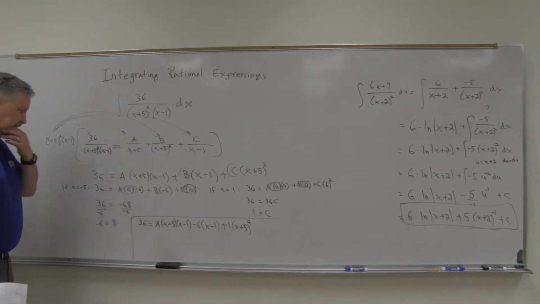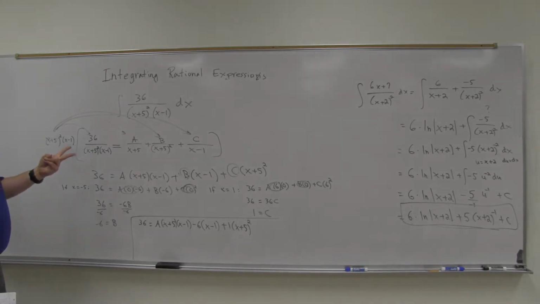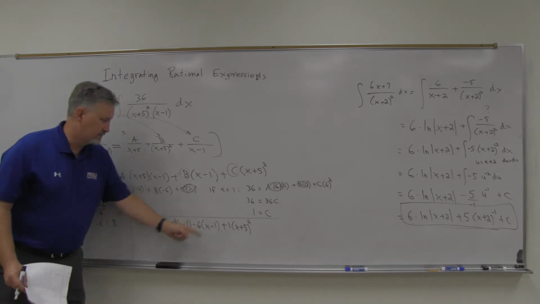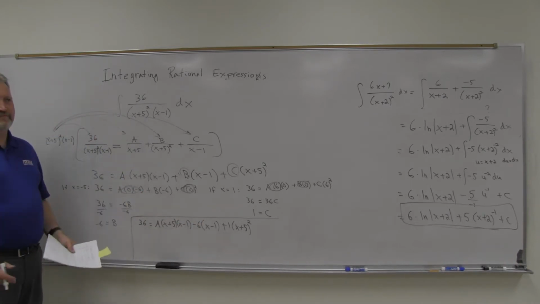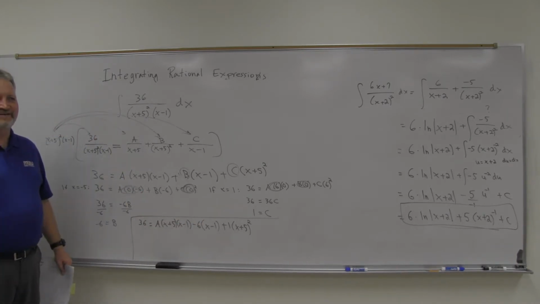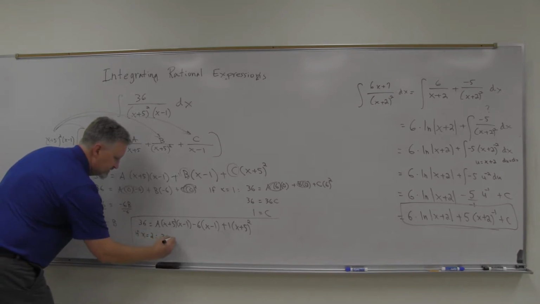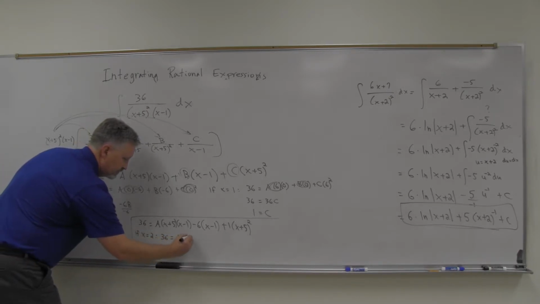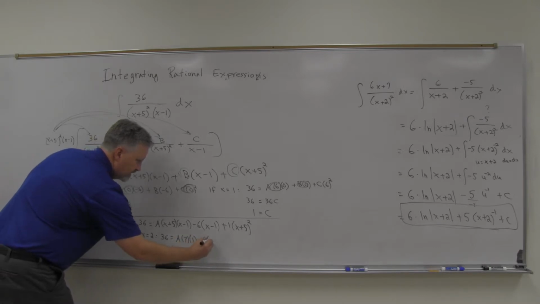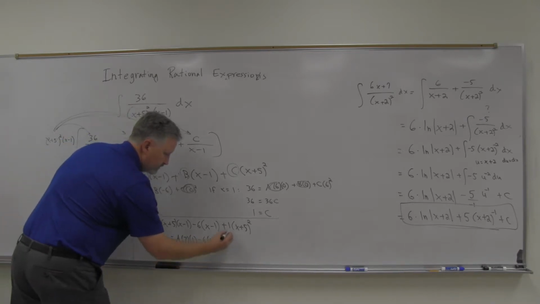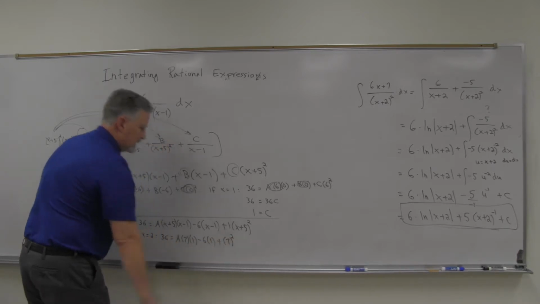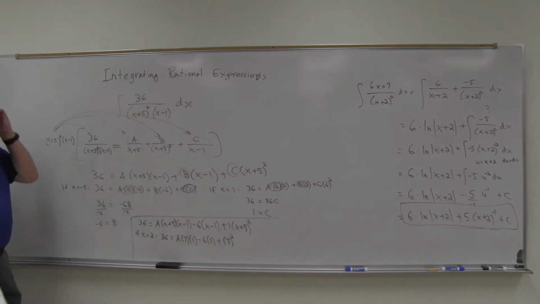Is it anything? 2 maybe? X is 2? Because that would make that 1. I mean, it doesn't matter really which x value you pick. I'm going to choose x is 2. So that'll give us 36 equals A times 7 times 1 minus 6 times 1 plus 1, and that'll be 7 squared. Yeah, I should be able to find an A off of that.